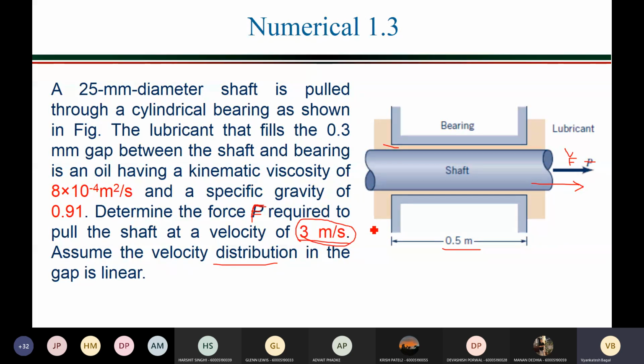Clear? So if you draw the velocity distribution in this gap, it will look like this. This part is fixed. So you get this type of velocity distribution, a linear velocity distribution. I am just exaggerating that part here. This is your velocity magnitude, and let us assume that this is the surface of your shaft at which the velocity will be whatever they have given, 3 meter per second. So linear velocity distribution. Fine. Now your job is to find out what is this force required.